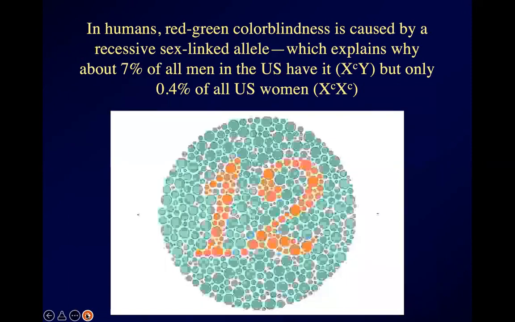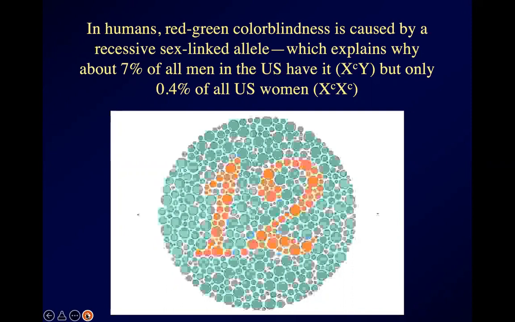If you want a human example, the most common type of color blindness is red-green color blindness, and you can detect blue and yellow, but red and green both look kind of gray. If you've got normal color vision, this picture right here, you should be able to see the numeral 12 quite clearly. If you have red-green color blindness, this is just going to look like a bunch of grayish circles, and you're not going to be able to see the numeral 12.